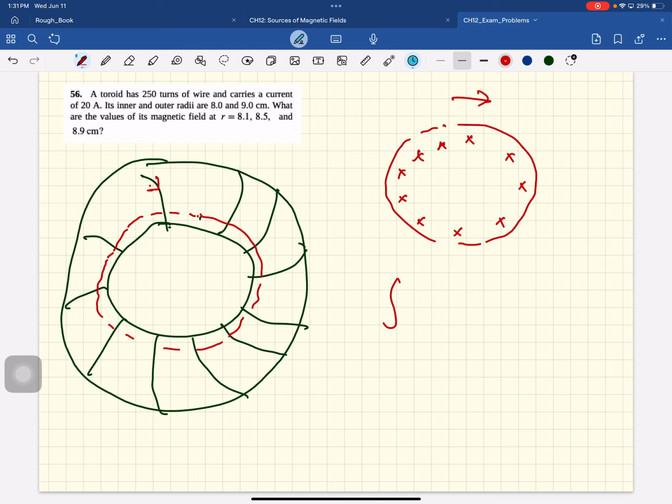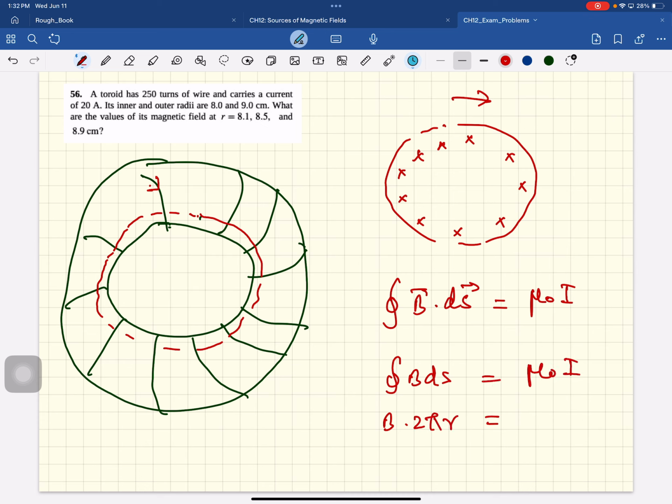Okay, what does Mr. Ampere tell us? Integral of B dot ds equals mu naught times I, the total current inside. Now this is a symmetric situation again. When do we do these integrals? Symmetry. When they're very simple to do. You really don't have to do anything. So B is constant, so it's just B dot ds, and this is equal to B times 2 pi r.